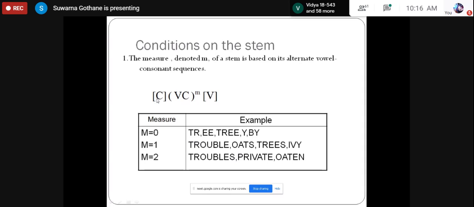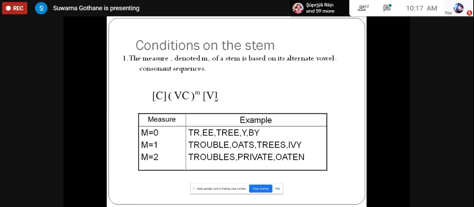So here we are going to have consonant, vowel, consonant to the degree of m. Degree of m means how many times it is repeating. VC means a combination of a vowel and a consonant, and in a given word, how many times it is repeating. So m can be 0, or 1, or 2. It means the number of times the vowel consonants appear in the particular word, and this is shown here as C, V, C to the power of m, V.